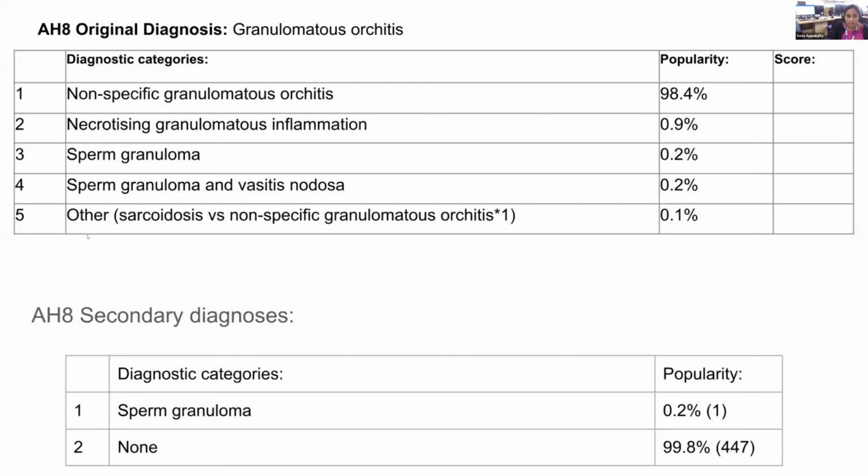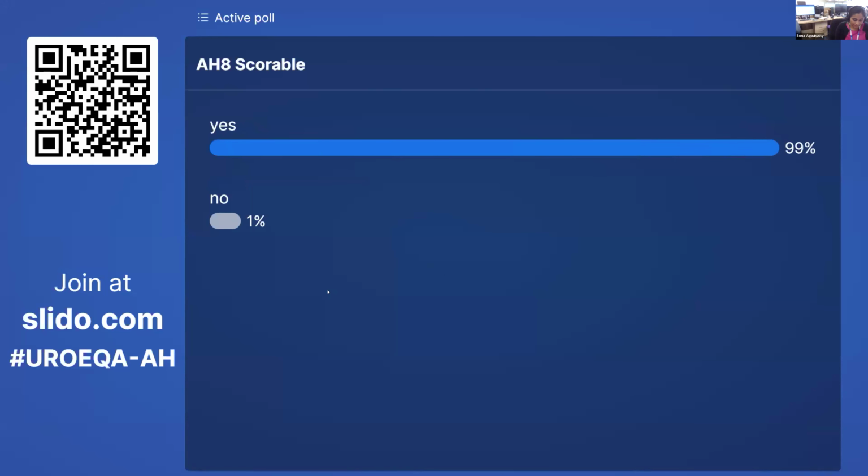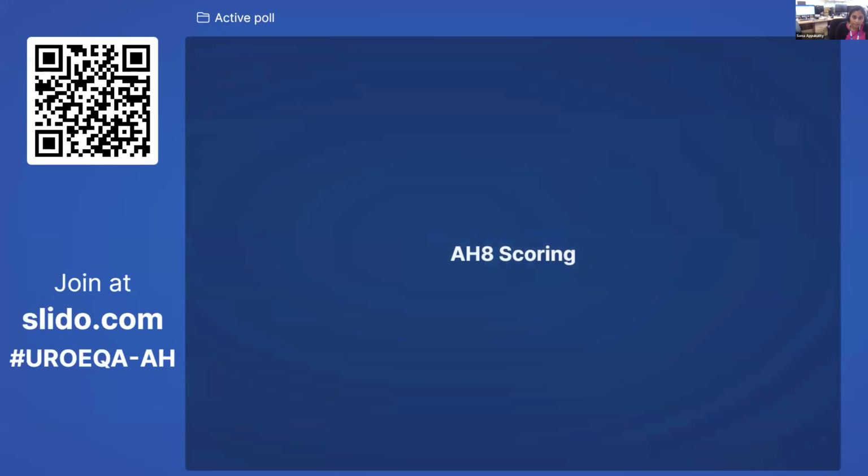Please be aware that the other should be marked similar to case number 1, because other mentioned sarcoidosis versus non-specific granulomatous orchitis. With that, do we think as a group that this is scoreable? Okay. Good. Everyone thinks so. We'll go back and start doing something while I keep my mouth shut.